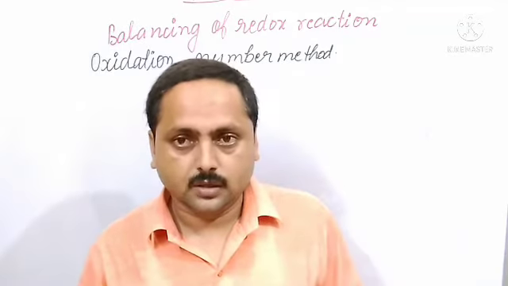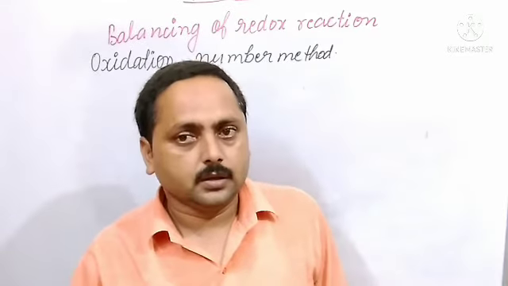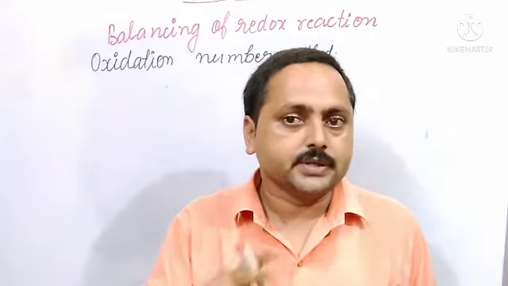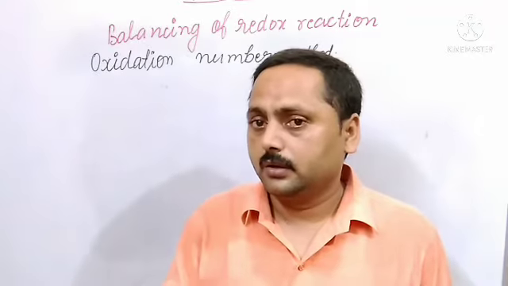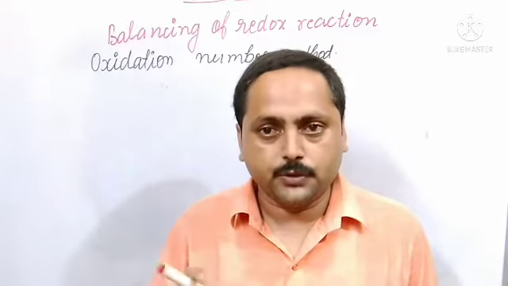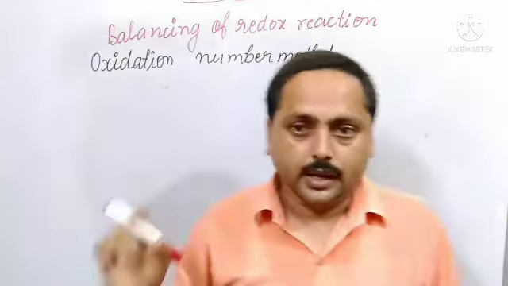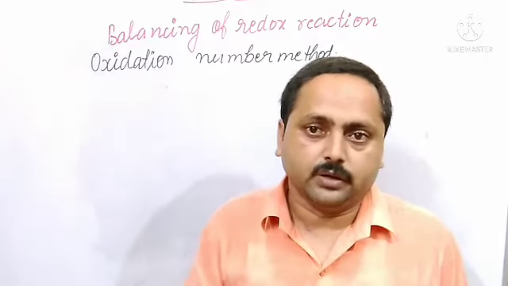So first, we have to write the correct formula of reactant and product. Second, find the oxidized and reduced atoms or elements. Third, calculate the increase and decrease in oxidation number of the oxidized and reduced atoms. If the increase and decrease in oxidation number is not equal, multiply by a suitable number to make them equal. Means increase and decrease in oxidation number must be equal.